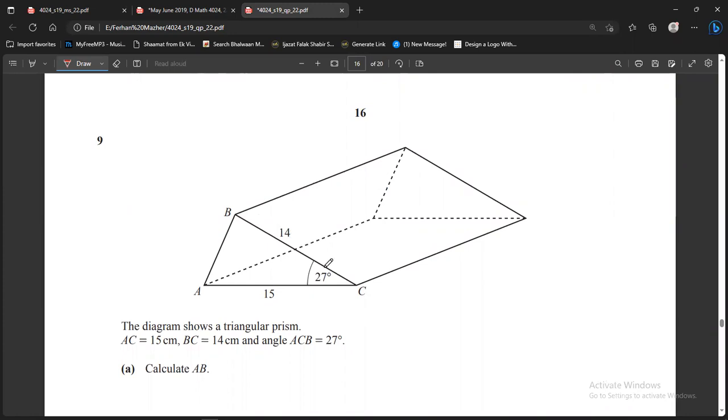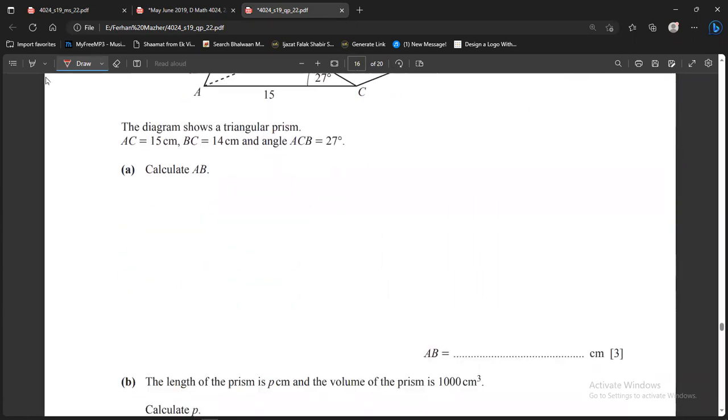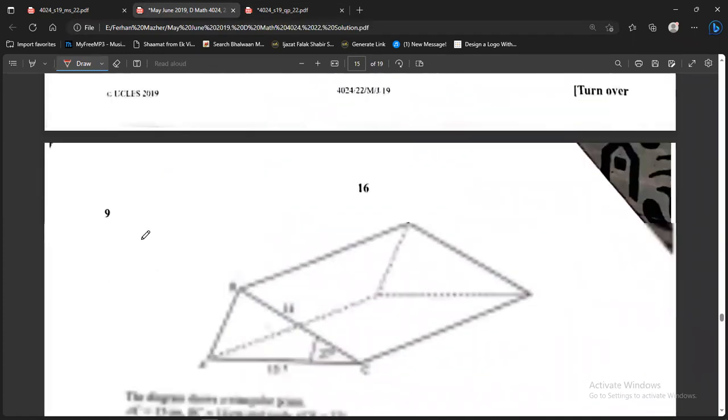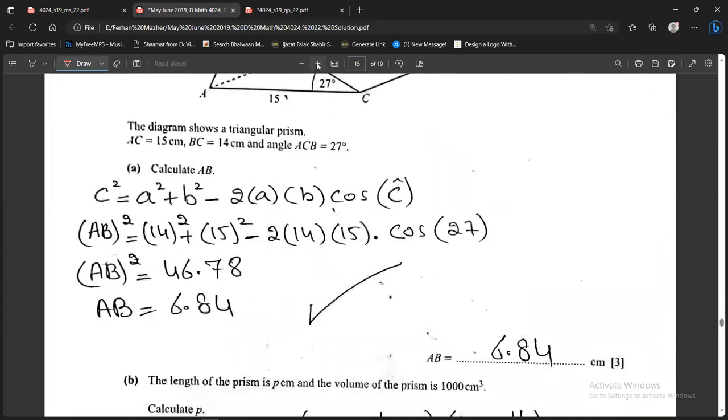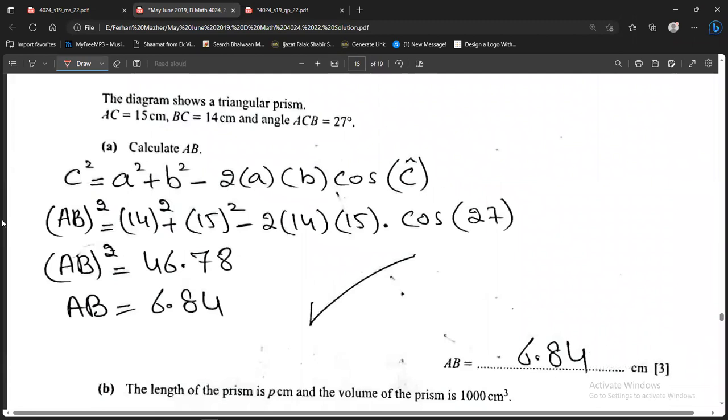I know the two sides, I know BC, I know AC, and I know the angle C. I want to find this side. So very simple, it's a classical example of the use of the cosine rule. I will apply the cosine rule and I will be able to find AB. So here, I am applying the cosine rule.